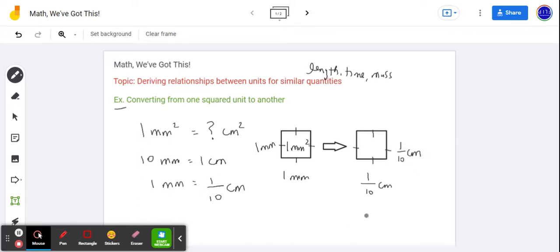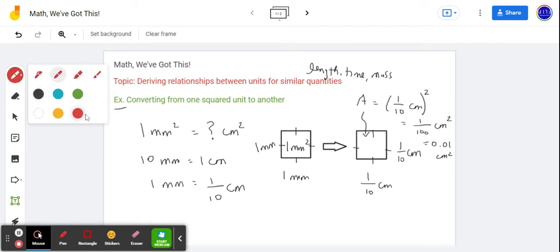which also means that the area, and let me write this above here because I want to save room at the bottom for something else. Let's say now that the area of this square is now going to be 1/10 of a centimeter multiplied by itself, or 1/10 of a centimeter all squared, which gives us 1/100th of 1 squared centimeter, also known as, if you like, as a decimal fraction, 0.01 squared centimeters. So that is our relationship.